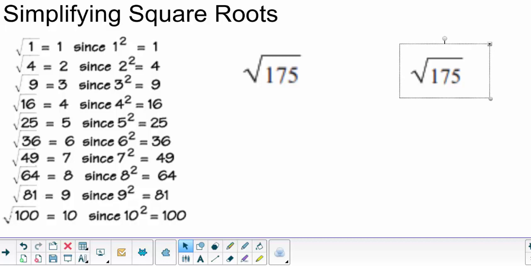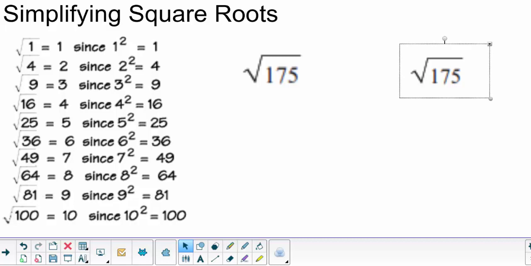Hello everybody, today we're going to be talking about simplifying square roots. So this is a review. As you're watching it, I hope that this will remind you of everything that you've already learned in Algebra 1. There's a couple different ways you can go about simplifying square roots.